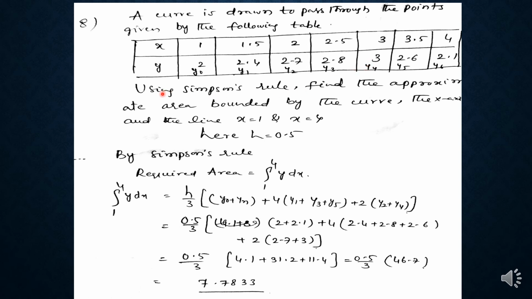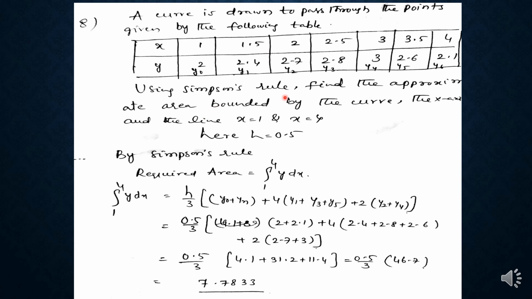Here in this problem the table was already given, so we have to find the value of the integral of y dx from a to b. What are the limits given? The limit range is from 1 to 4, so a is equal to 1 and b is equal to 4. And what is the value of h here? What is the difference between 1 and 1.5? 0.5. 1.5 and 2, 0.5. 2 and 2.5, 0.5. 2.5 to 3, 0.5. So the difference is 0.5, so h is equal to 0.5.